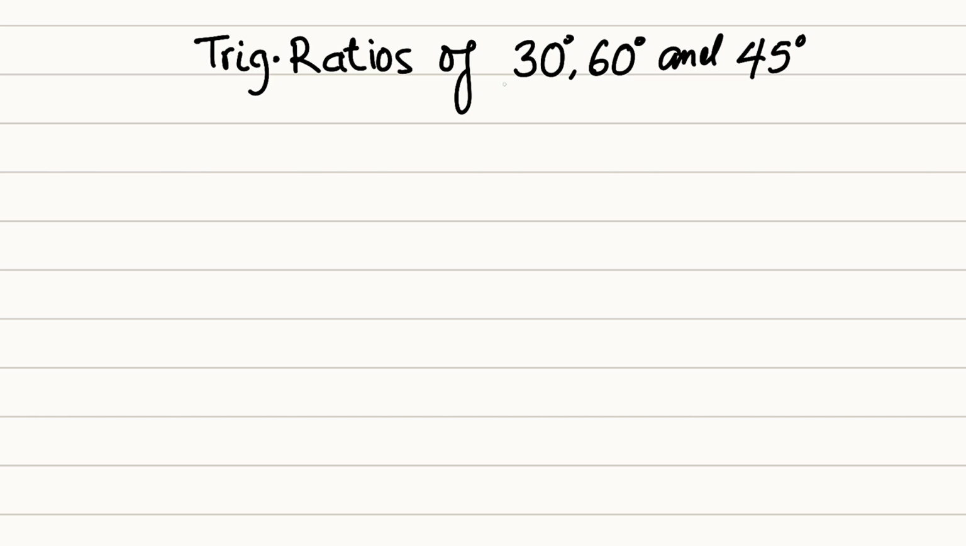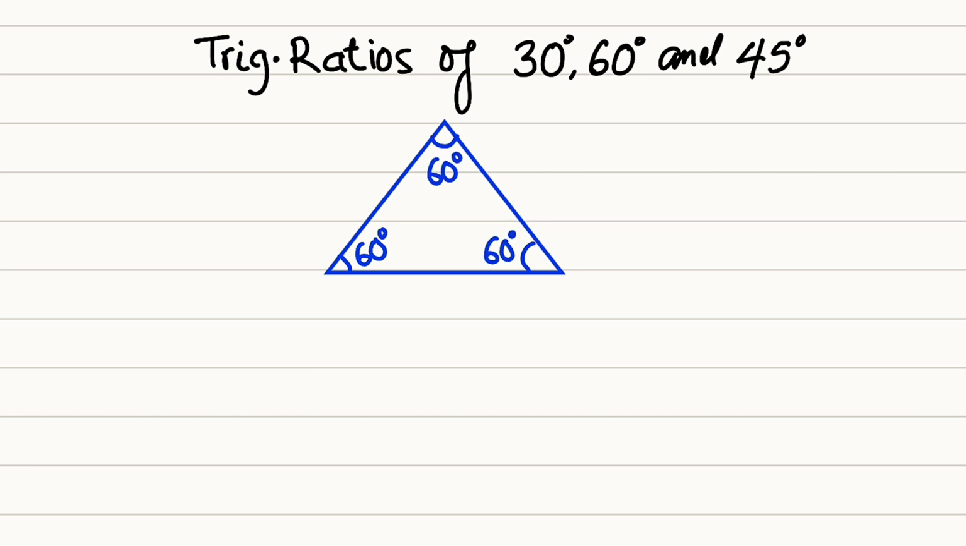Alright, let me start with 30 and 60 simultaneously using an equilateral triangle. You know, an equilateral triangle has all its sides equal and all the interior angles equal. Okay, let me draw that. Remember that all these angles are equal to 60 degrees each, and all the sides are equal. So if this is x, this must be x, this must be x. And to the lowest term, their ratios will be 1 to 1 to 1.